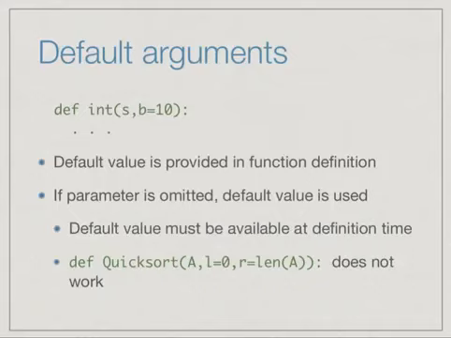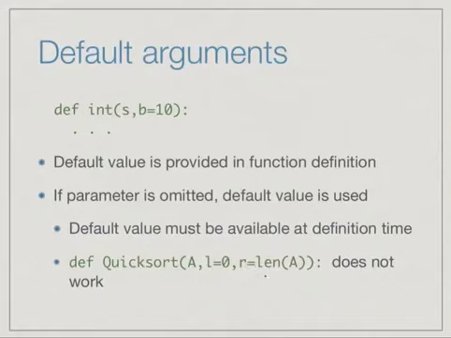the starting position and the ending position. Now this is fine for the intermediate calls, but when we want to actually sort a list the first time, we have to always remember to call it with 0 and the length of the list. So it would be tempting to say that we define the function as something which takes an initial array A as the first argument, and then by default takes the left boundary to be 0, which is fine, and the right boundary to be the length of A.